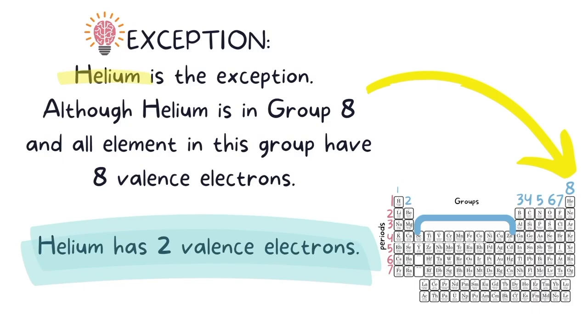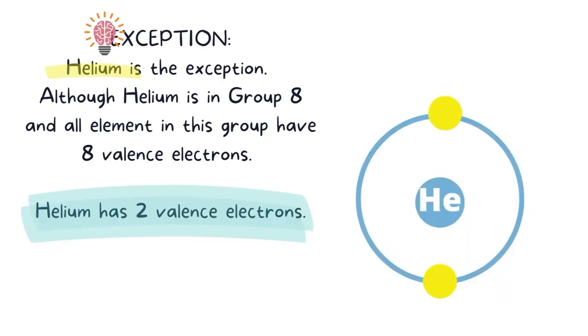So one last thing I want to add, the group 8 elements all have 8 valence electrons. And that's totally normal, but there is one exception, and that exception is helium. Helium actually only has 2 electrons, so it can only have 2 valence electrons, not 8.